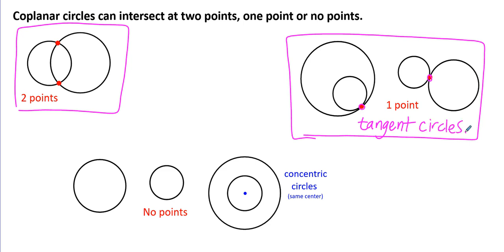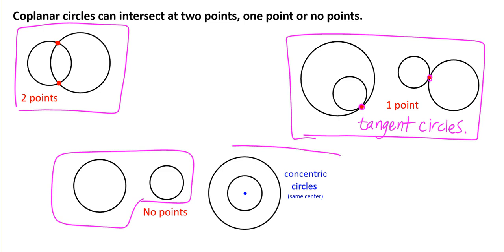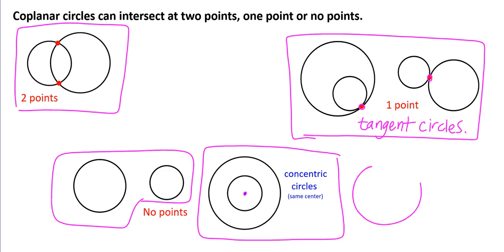And I think you'll see some tangent circles come up on your assignment. The other possibility is that they might not intersect at all. The 2 circles might be sort of just hanging out nearby each other. It could be that they are concentric circles. That means that they share the same center point. They just have different radius. It could also be that they're inside one another but not concentric.